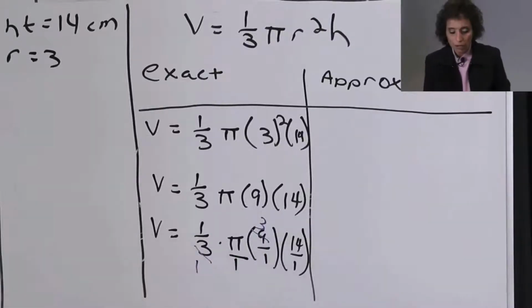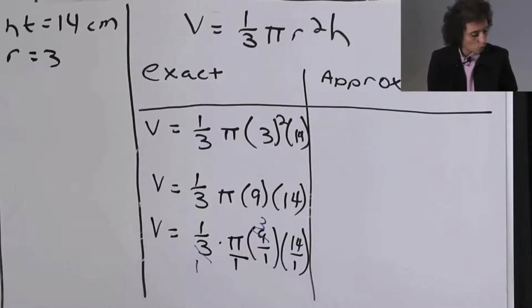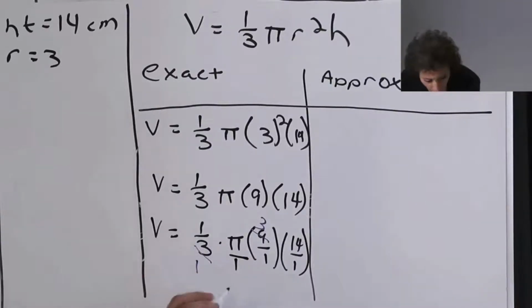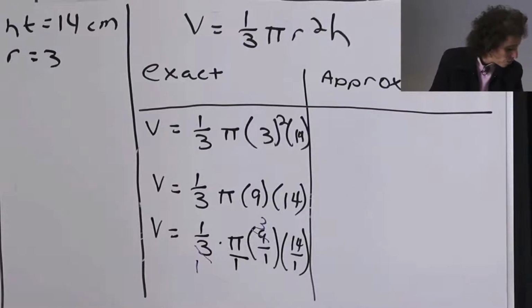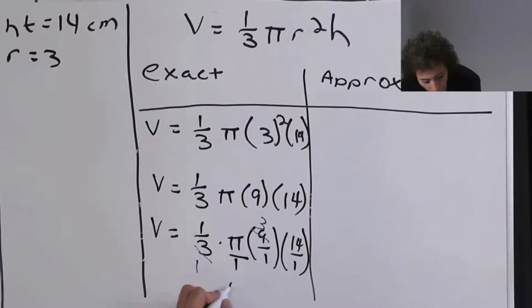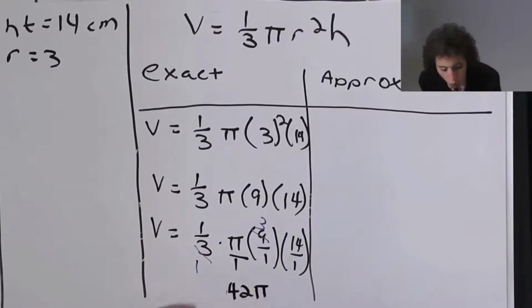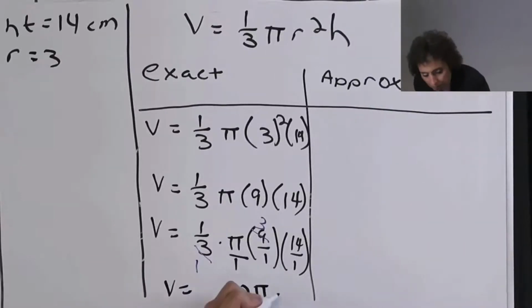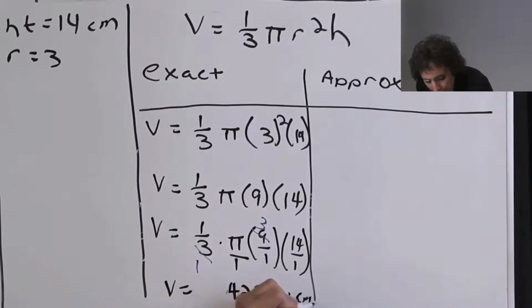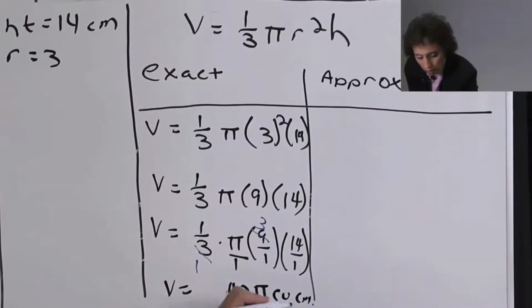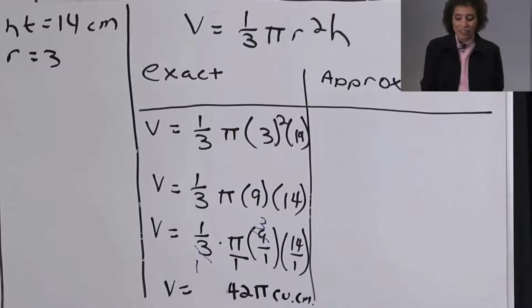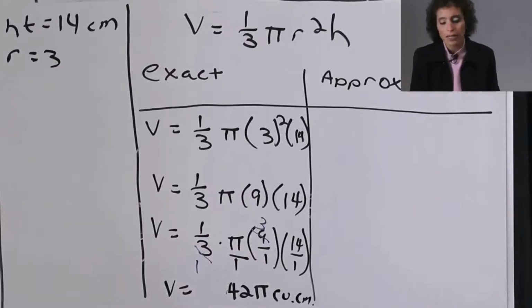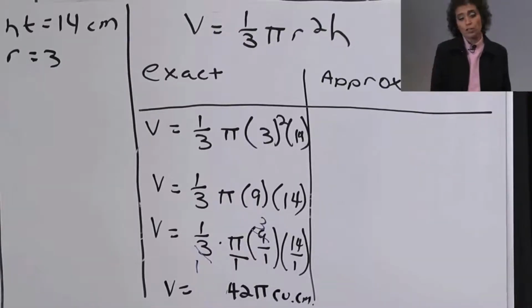That's all good. Okay, 14 times 3 times 1 is, just make sure we get this right, 14 times 3 is 42. So we have 42 pi over 1, which is just 42 pi. Absolutely beautiful, but it's volume, so it's cubic centimeters. CU for cubic. Cubic centimeters. That is the exact answer, 42 pi. Now let's do the approximate to finish it up.